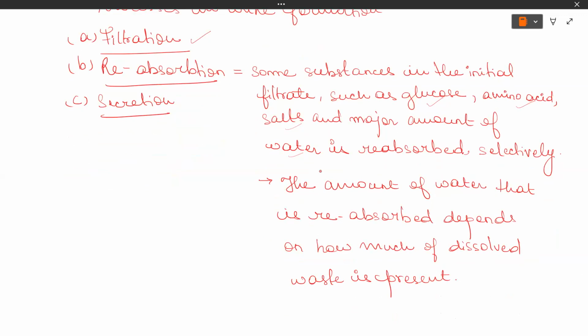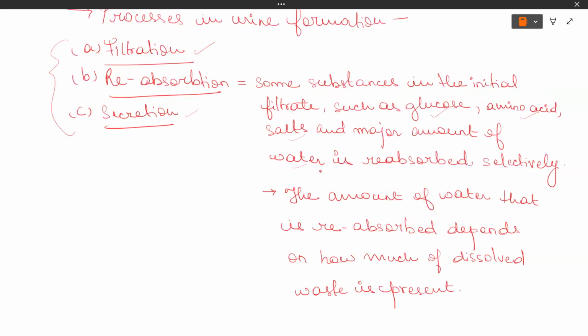And then the third and the last step of urine formation is secretion. Here, selectively, some nitrogenous waste is secreted back into the blood to maintain the osmolarity and ionic balance. You do not have to know much in depth about secretion, but these are the 3 steps of urine formation. Is it clear?